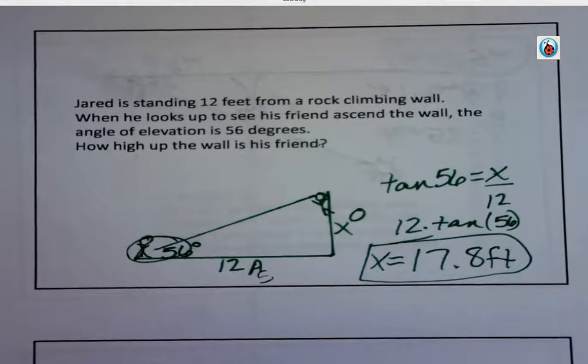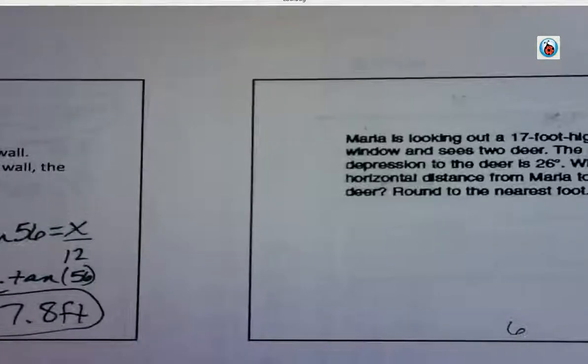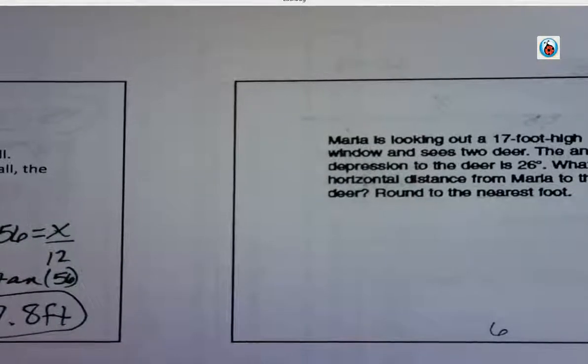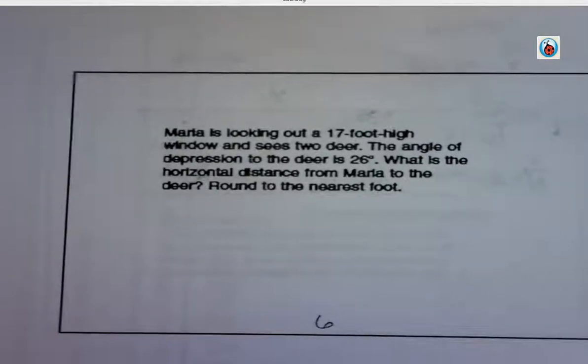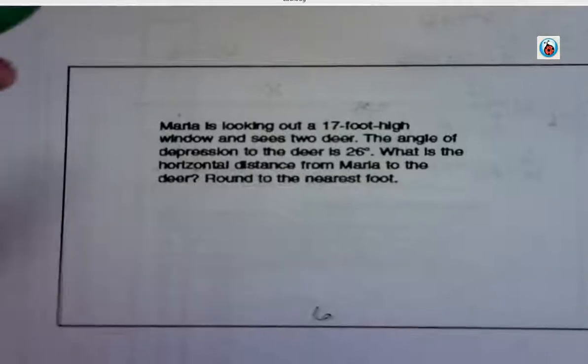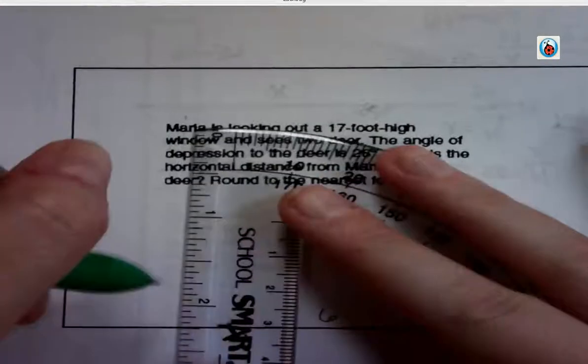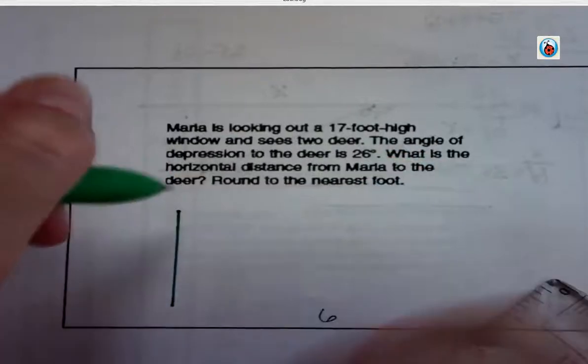All right. Number 6, we have Maria. I was about to call her Marla. I don't know why. That M looks like an L. She's looking out of a 17-foot high window and sees 2 deer. Oh gosh, I've got to draw some deer. I'm not the best at that.